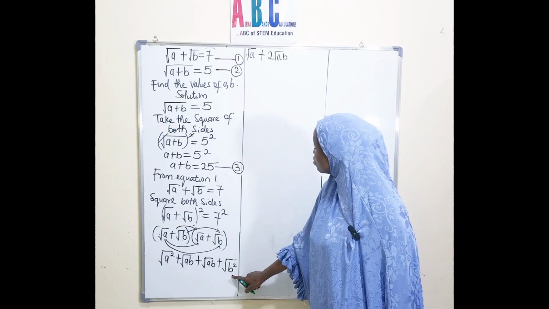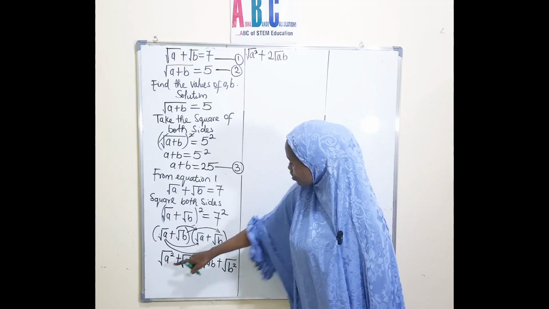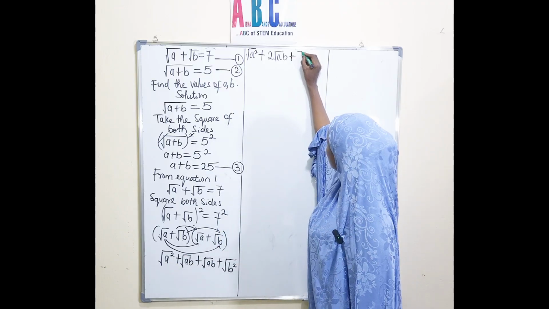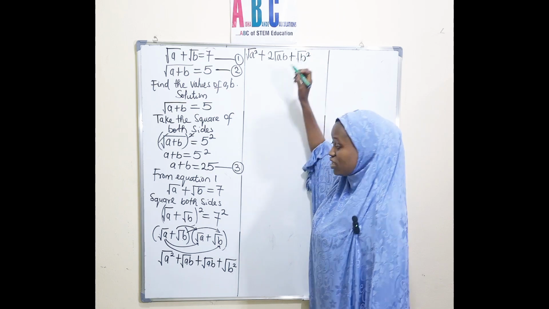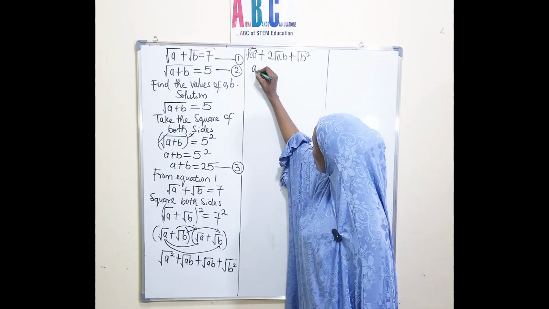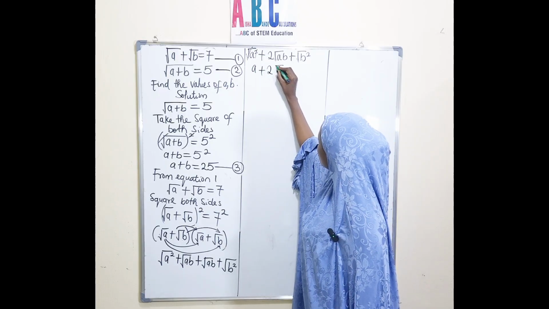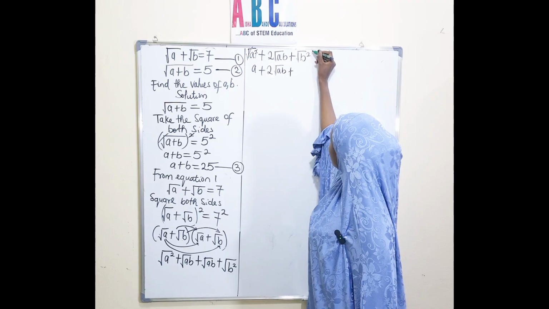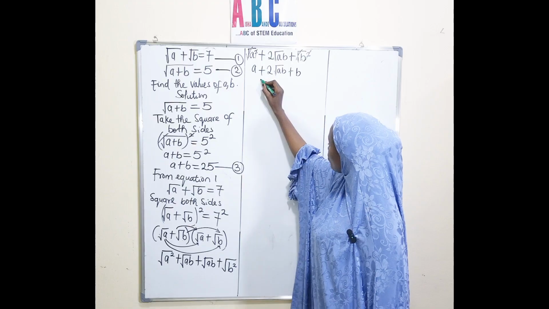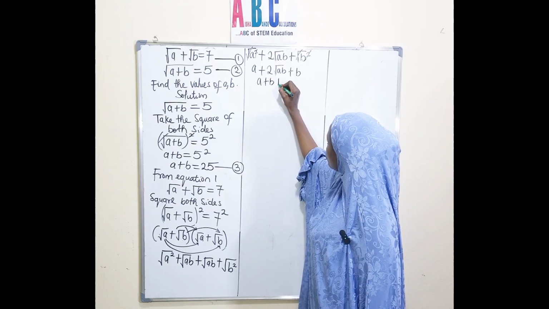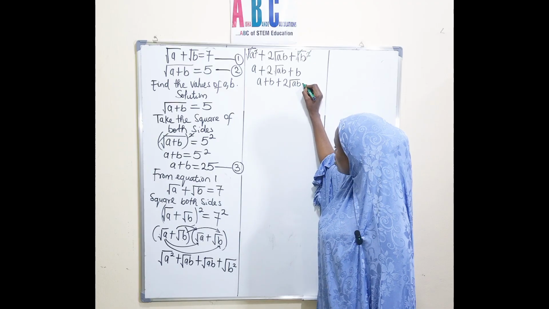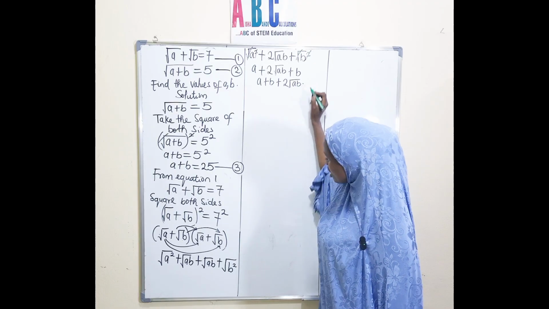Then we have a squared here, right? That is square root of a squared plus 2 roots ab, then plus root b squared. So at this point, we can see that the square cancels the square root, right? So we have a plus 2 roots ab plus, the square cancels the root here, we have b. Rearranging, we have a plus b plus 2 roots ab.